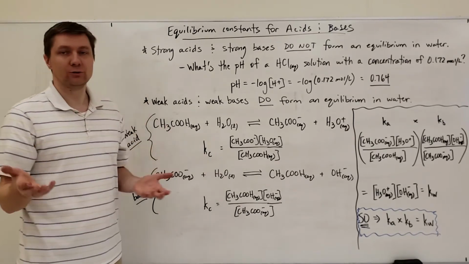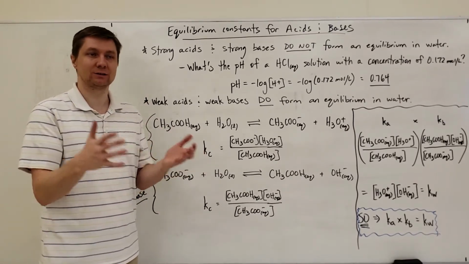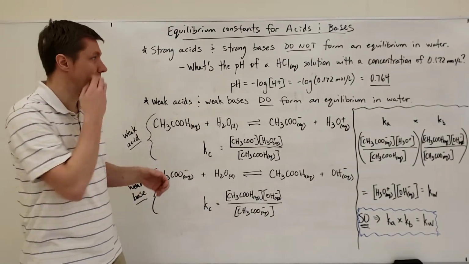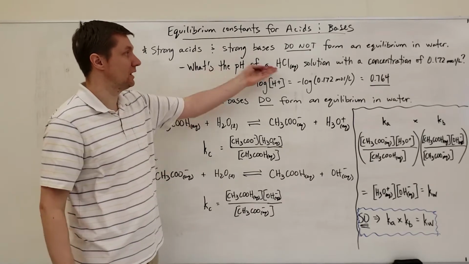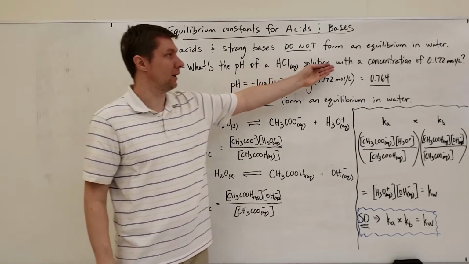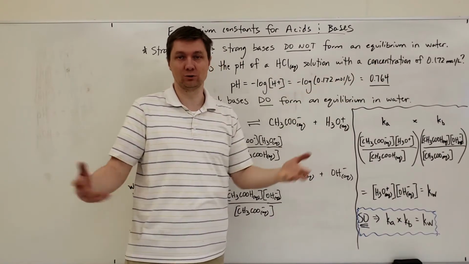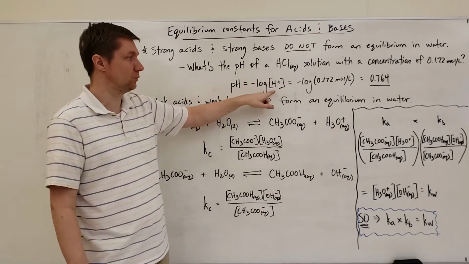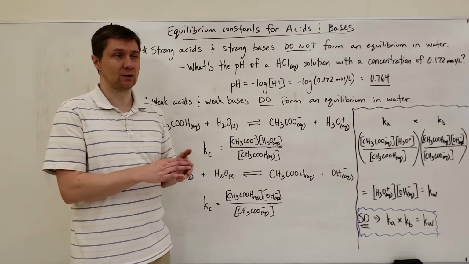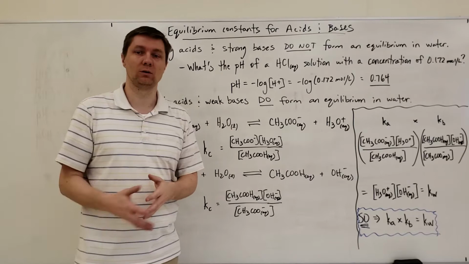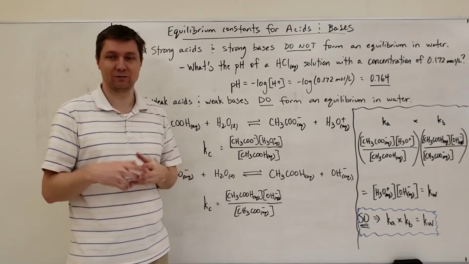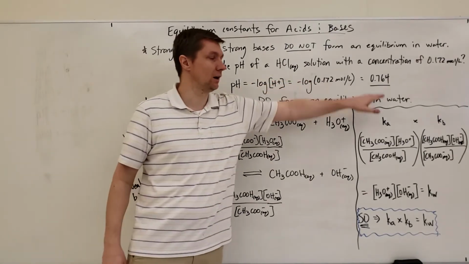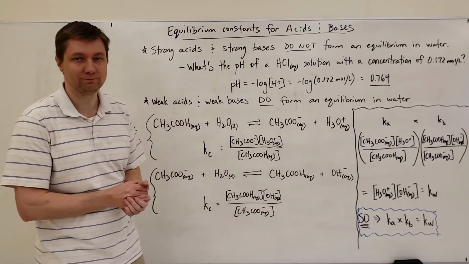And so if we were to do a simple calculation with this, because strong acids, in this example, ionize 100%, then if I'm asked to calculate the pH of hydrochloric acid, that has a concentration of 0.172 moles per liter, then I can easily do this. I know that the concentration of HCl is going to equal the concentration of H+, because 1 mole of this is going to make 1 mole of H+, and so the concentration of H+ will be the same, 0.172 moles per liter. I can take the negative log of that, and I end up with a pH of 0.764.